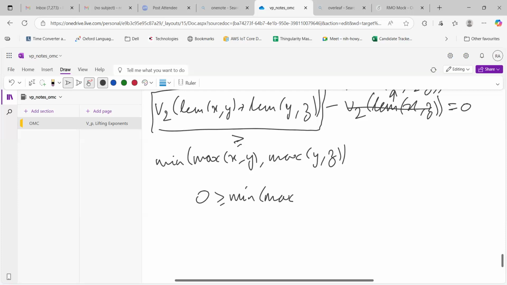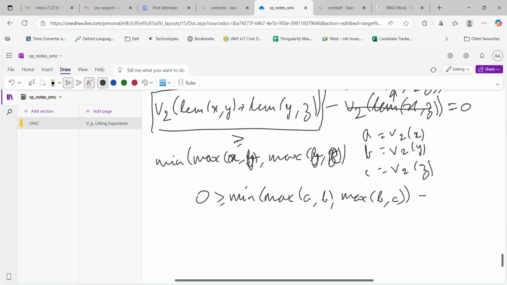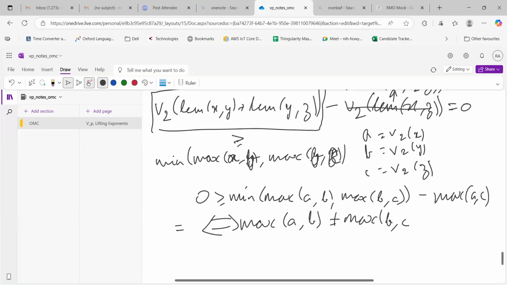What? Okay, my bad, I made a mistake. Let's just write a equals v2 of x, b equals v2 of y, c equals v2 of z. So we want to find a, b, and c such that 0 is greater than or equal to the minimum of max of a comma b and max of b comma c, minus max of a comma c, and equality should hold if and only if max of a comma b is not equal to max of b comma c, right?